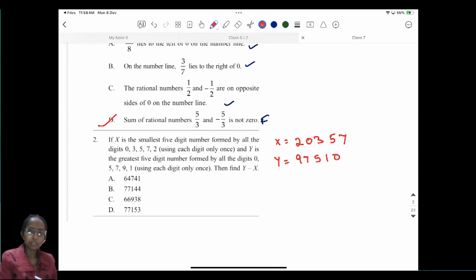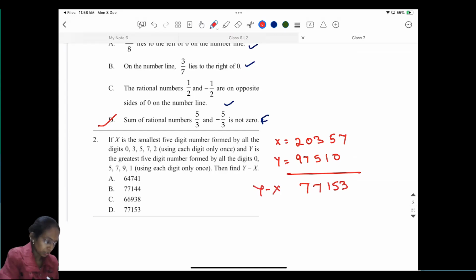So what we require to do is we just have to subtract 97510 minus 20357. So the answer is 77153. That will be my y minus x. That means D is my answer.